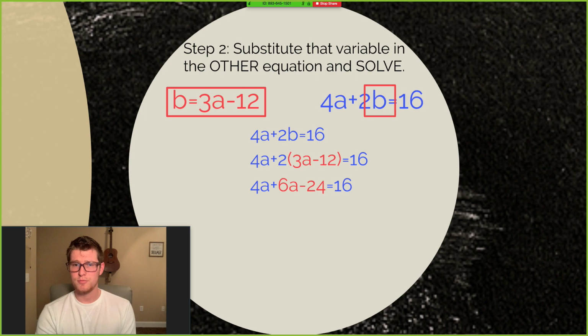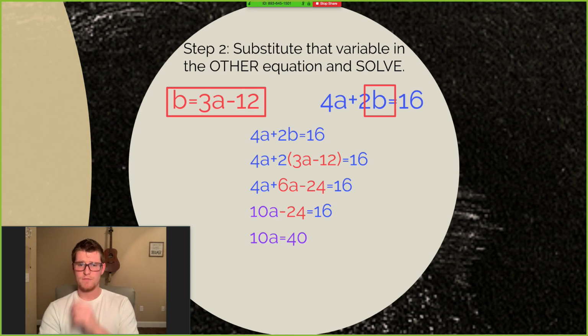And we're going to distribute that 2. So 2 times 3a is 6a. 2 times minus 12 is minus 24. And then the next step will be to combine like terms. We're going to add that 4a and the 6a to get 10a. So we have 10a minus 24. And then just add 24 to both sides. 10a equals 40. And divide by 10 to get a equals 4.